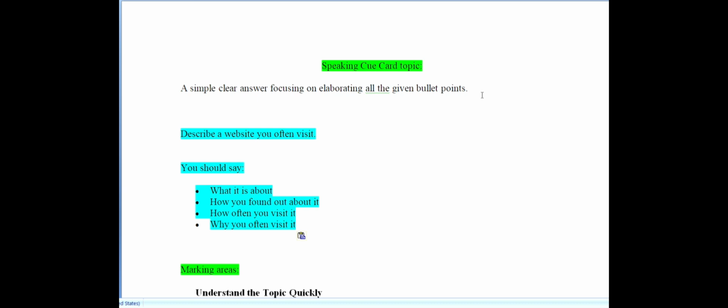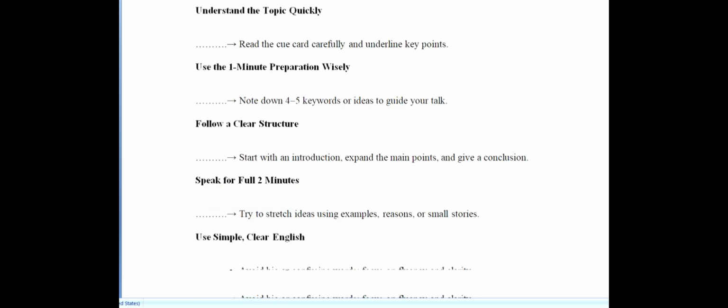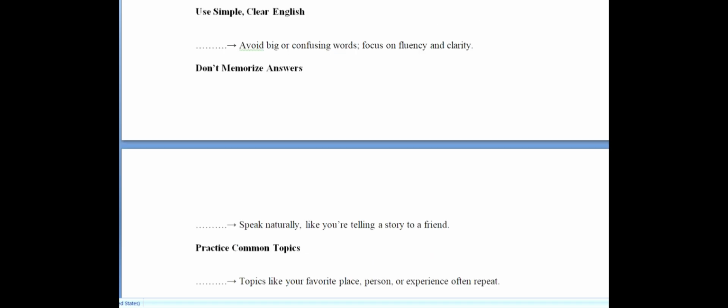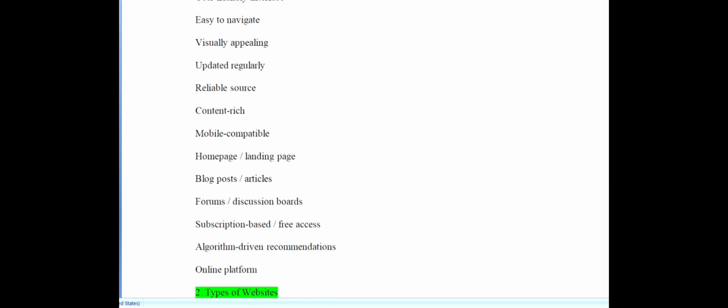The IELTS Speaking Module Cue Card, which is describe a website you often visit. On this particular question, today we will understand how the marking areas are generally done for all the cue cards. So we will go through 7 different marking areas and then we will study the words related to this particular question. All these words you can nicely and confidently use in your own sample answer.